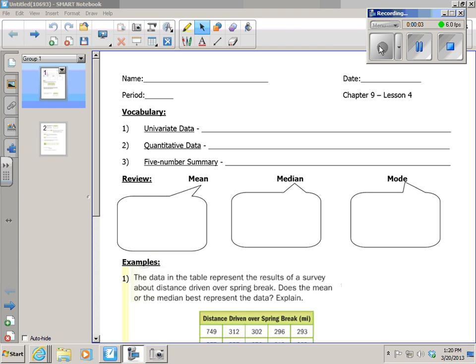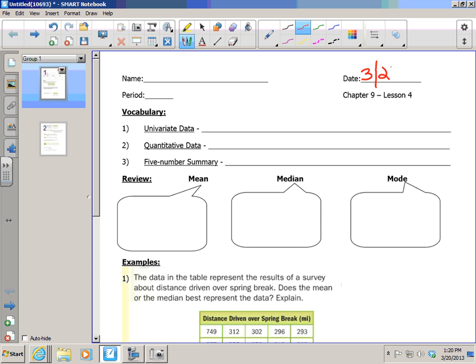So these are your notes for Chapter 9, Lesson 4, and we are using the date 3/25 because we will not be doing these until 3/25 practice example. Friday, 3/22 is your test on volume. You will be using your mind map and your calculator, and then on Monday we'll do the practice problem for this lesson number 4.